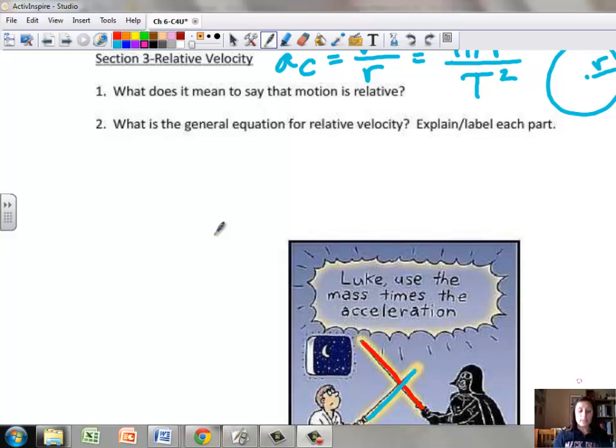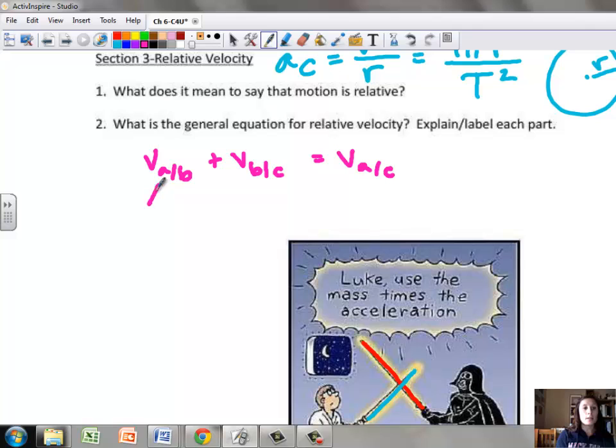Okay, so for relative velocity, there's a general equation. And so the velocity of object A as compared to object B plus the velocity of object B as compared to object C is equal to the velocity of object A as compared to object C.